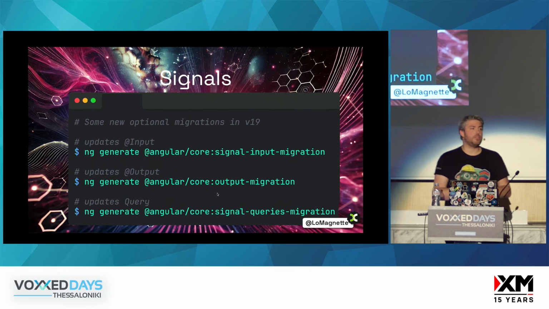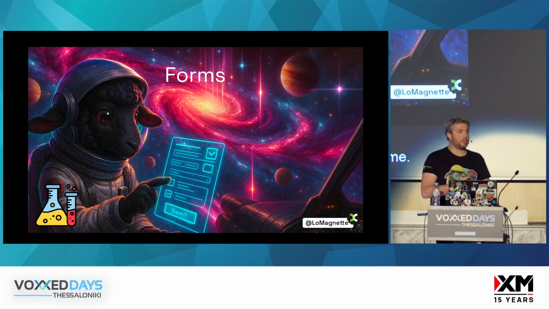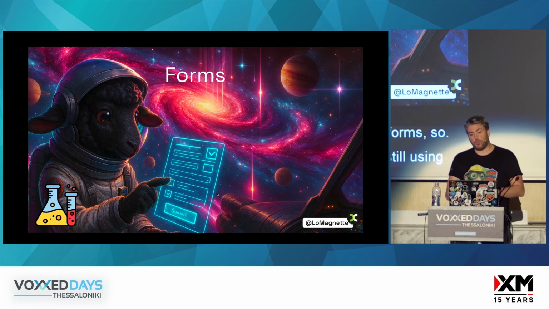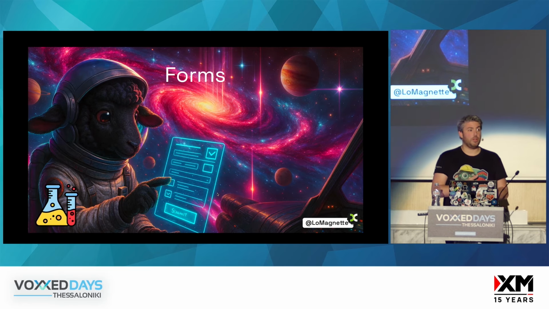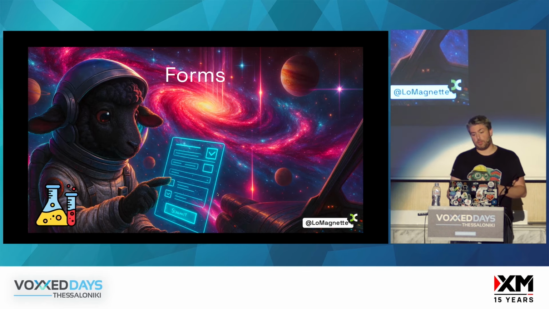But Angular didn't stop there, because there are more signals to come. With Angular 21, that will release in a couple of weeks, we added signal forms. So we use forms in all our applications, and up until now, forms were still using observables. So we added signal forms in Angular 21. It's experimental, so please don't put it in your production application, because the API might change, but it's there if you want to experiment with it.